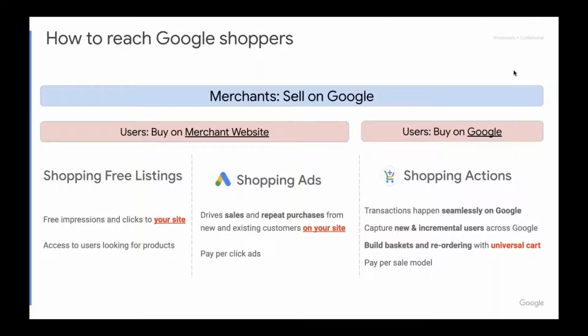And then the third option we have, and that's what we're going to talk more about today, is shopping actions. And on shopping actions, a user doesn't get sent off to your website, but they actually purchase on Google. And so this is more of our marketplace type offering where the transactions happen on a Google hosted product page. A user can add products from a variety of different merchants into a universal shopping cart, and then it works on a pay-per-sale model. So it's a commission-based offering that you get charged after the sale actually happens. So that's how these three work, and you are free to participate in any or all that makes sense for you.